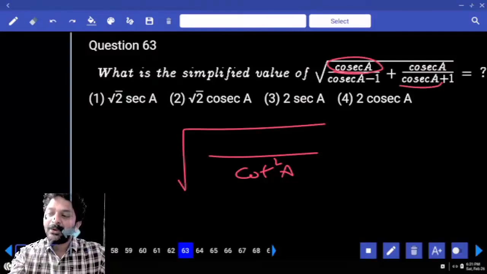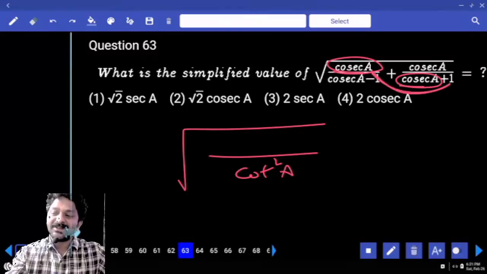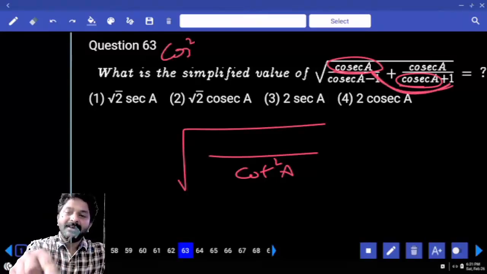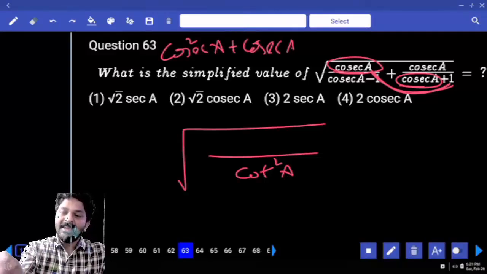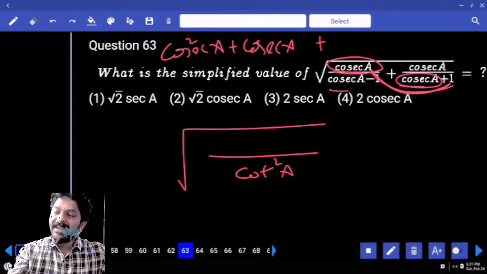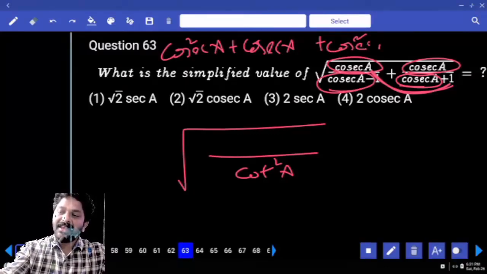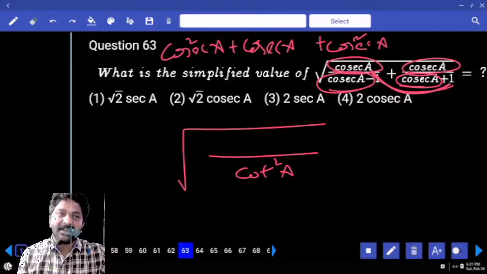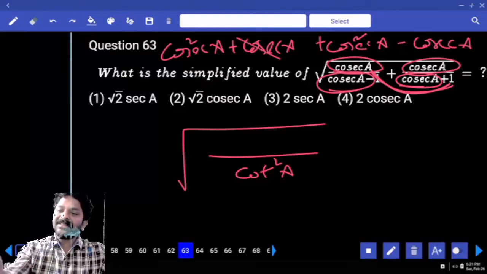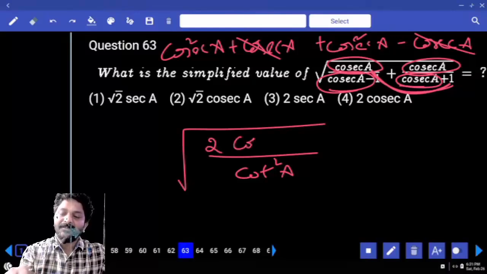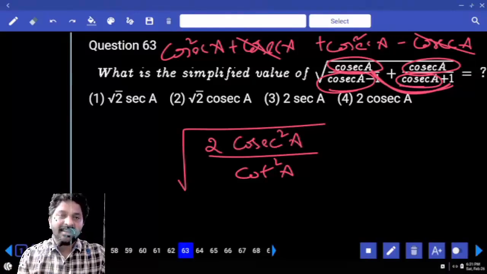cosecant a into cosecant a, cosecant square a, plus cosecant a, and again here also, cosecant a into cosecant a, cosecant square a, 1 into, minus 1 into cosecant, minus cosecant a, plus and minus both get cancelled. In the numerator, what is left? 2 times cosecant square A, correct?